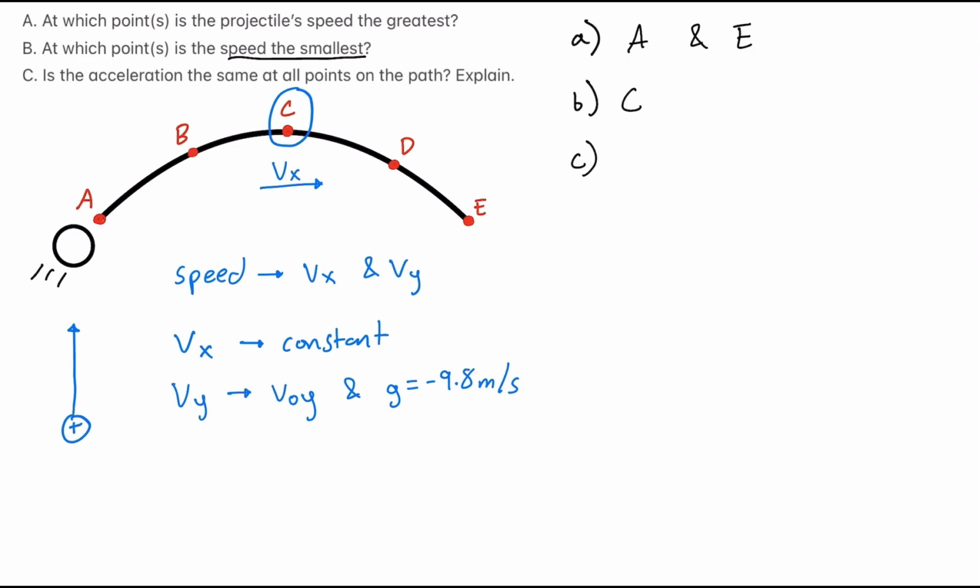And part C asks, is the acceleration the same at all points on the path? And it is, because regardless of the speed of the ball in either the x or y direction, gravity acts on it with the same magnitude throughout its entire path.